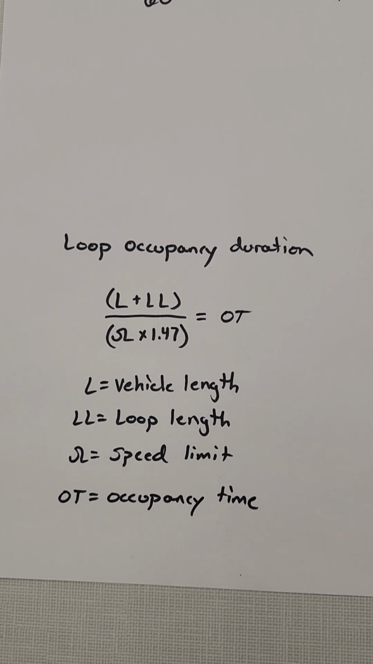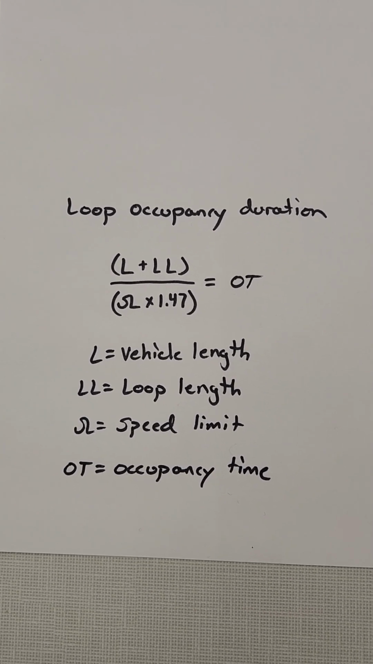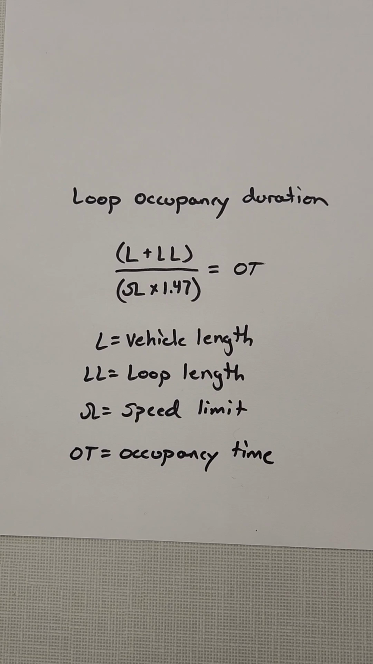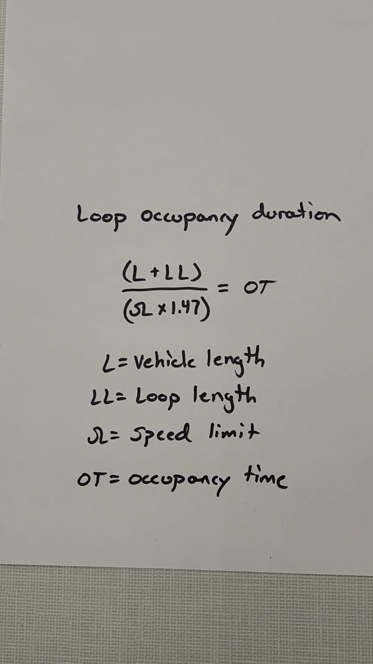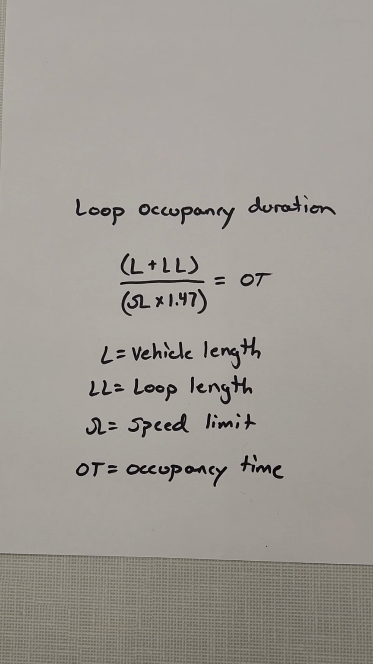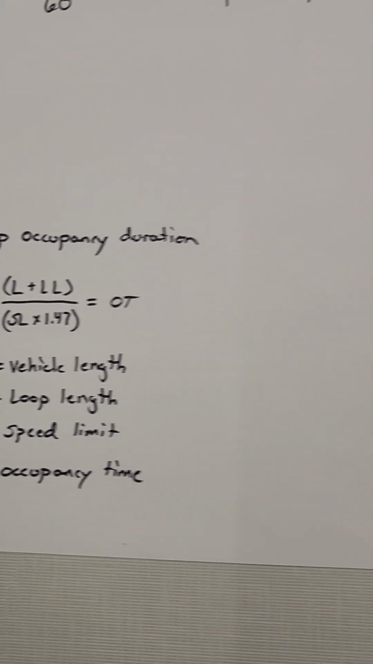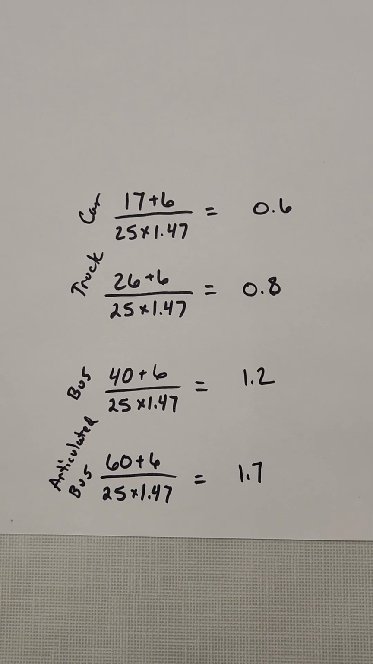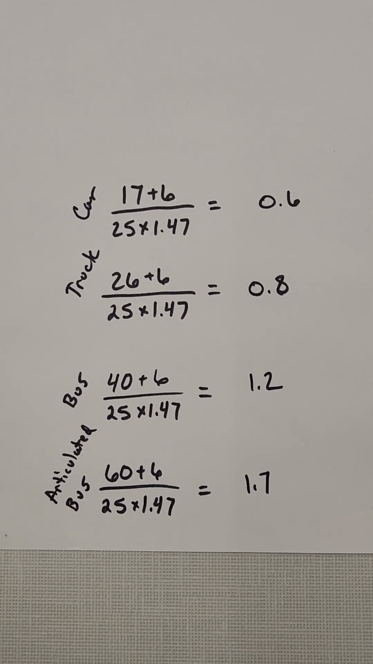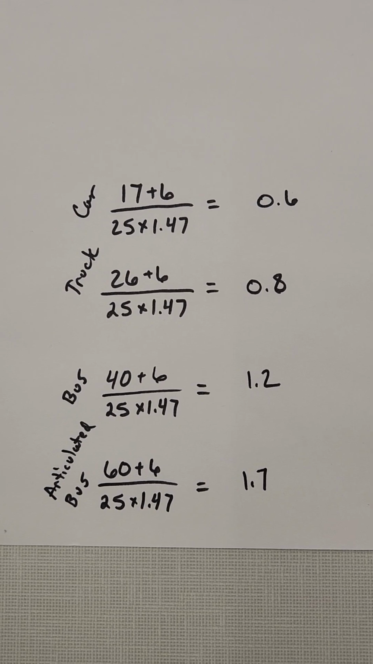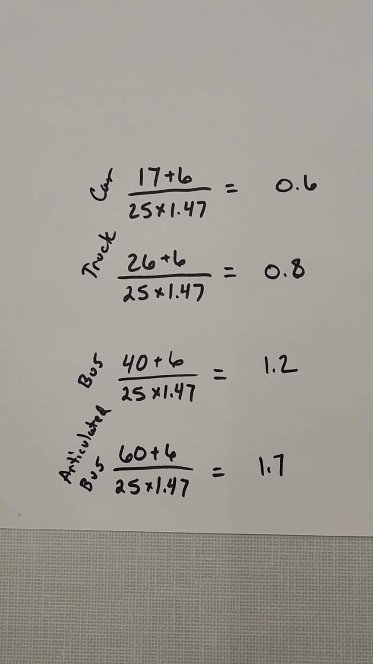So really all we're doing now is basic math. How long is that loop occupied? We take our vehicle length, L, plus our loop detector length, divided by the posted speed limit, and convert that to feet per second. And that gives us our occupancy time in seconds. So when we do that for all the vehicles, we see a car might occupy this loop at a 25 mile an hour speed limit for 0.6 seconds, a truck 0.8, a bus 1.2, an articulated bus 1.7.